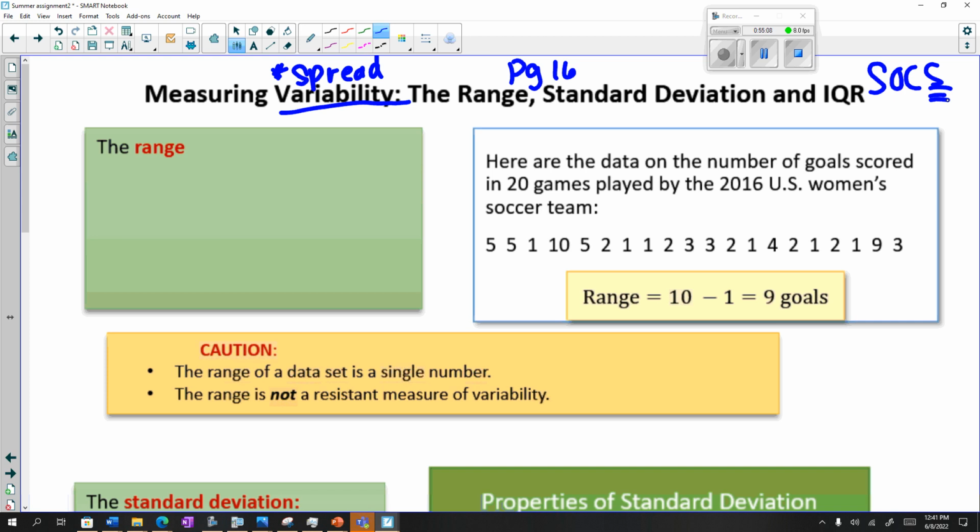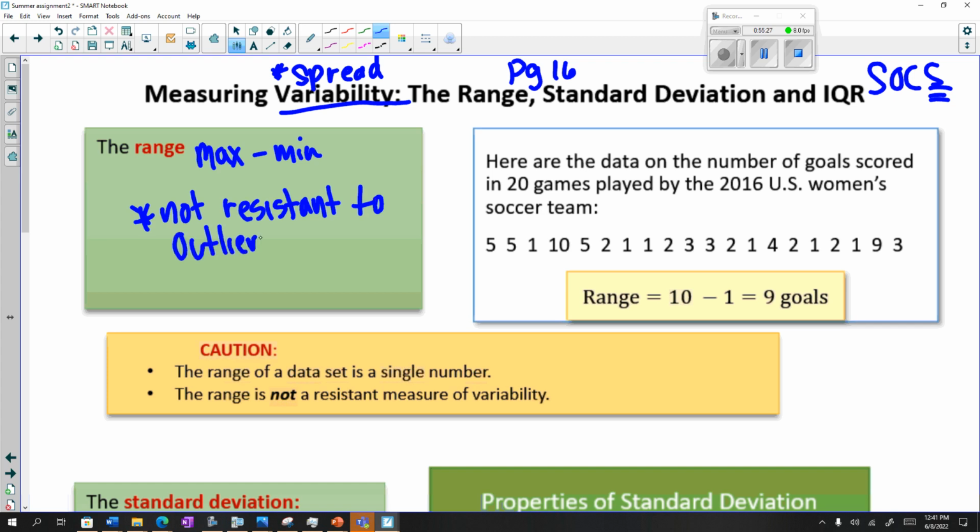So we're starting with range. The range is the one that you learned back in the day when you were younger. The range is just maximum minus minimum. Maximum value minus minimum value. That's the easiest thing to do to measure the spread. The problem is the range is not resistant to outliers. And the reason why it's not resistant to outliers is because if you're doing the maximum minus the minimum, if the maximum or the minimum are an outlier, then it will reflect that.